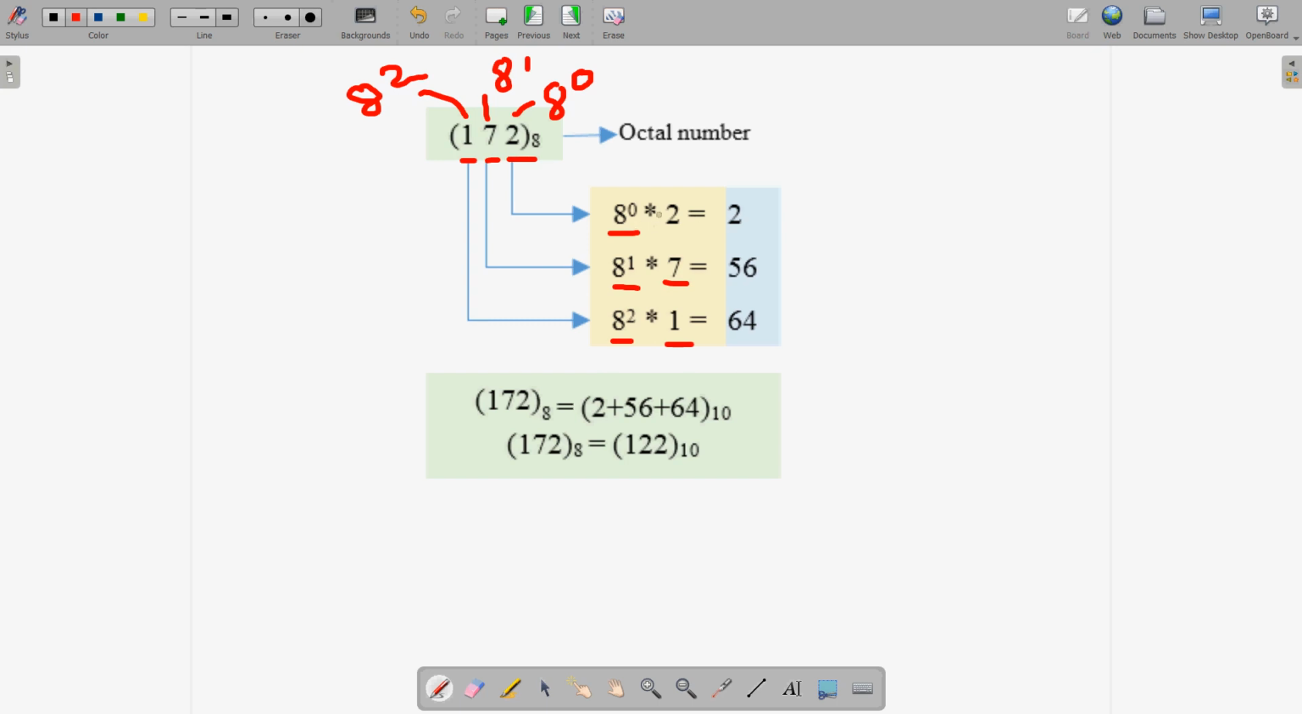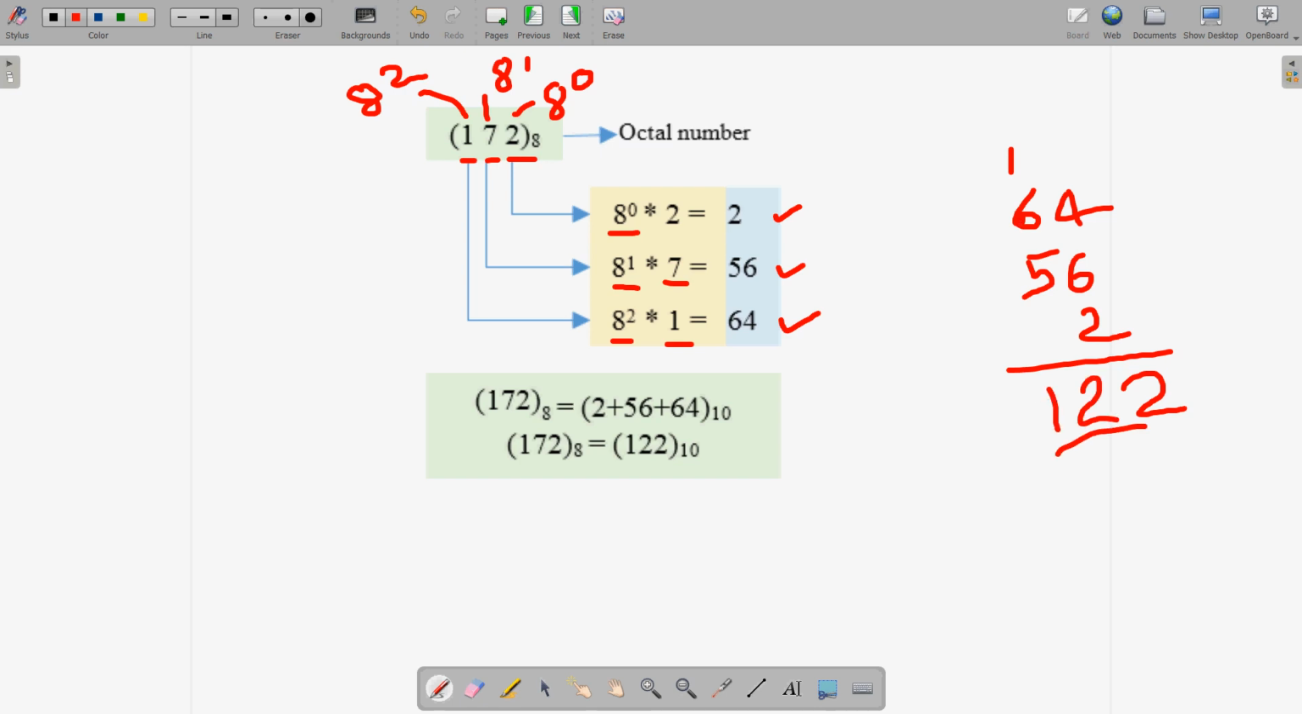So 8 to power 0 is 1, so 2 into 1 is 2. Then 8 power 1 is 8, and 8 into 7 is 56. And then 8 power 2 is 64, and 64 into 1 is 64. So then we are adding 64 plus 56 plus 2. Add this and check whether the answer is correct or not. 64 plus 56 plus 2: 6 plus 4 is 10, plus 2 is 12. Carry 1. Then 6 and 6 is 12. So 122, the same answer we have got here.